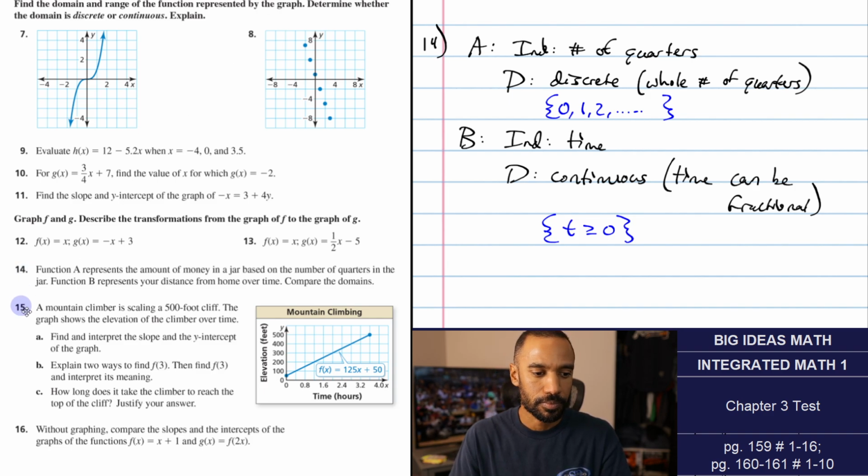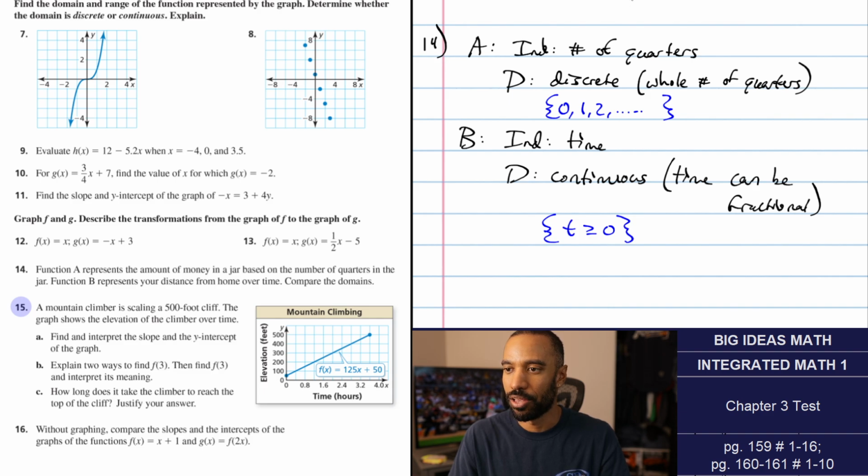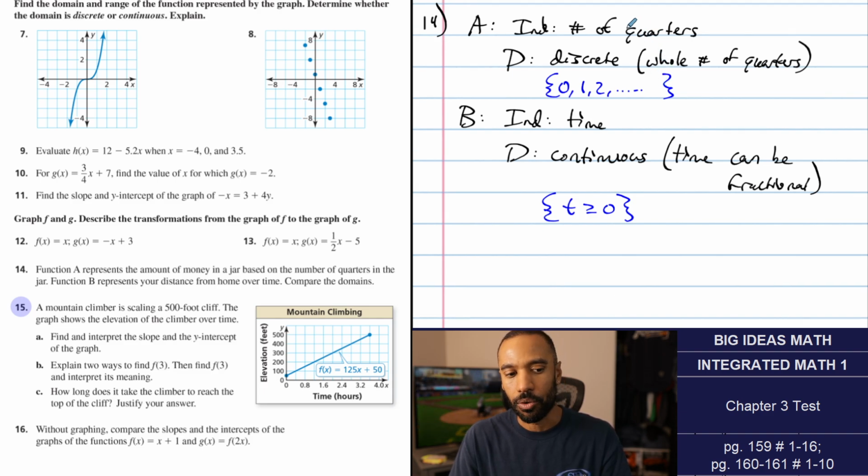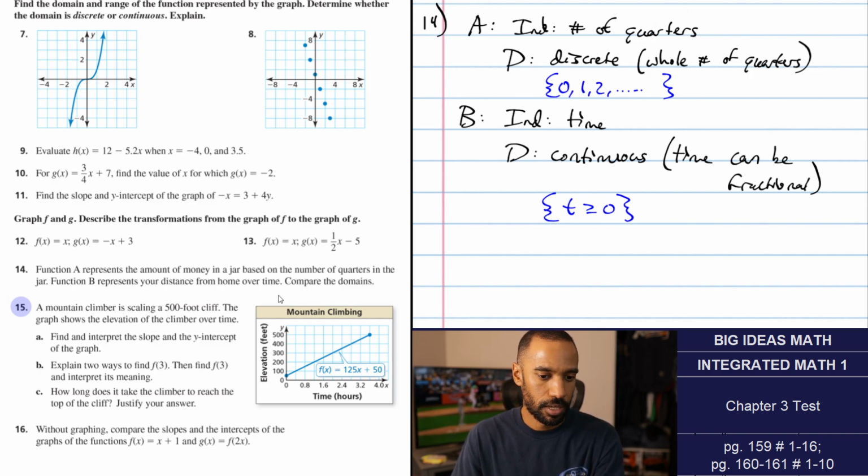Number 15, a mountain climber is scaling a 500-foot cliff. The graph shows the elevation of the climber over time. So hopefully you can see that little itty-bitty graph. If you can't, let me bring it up.